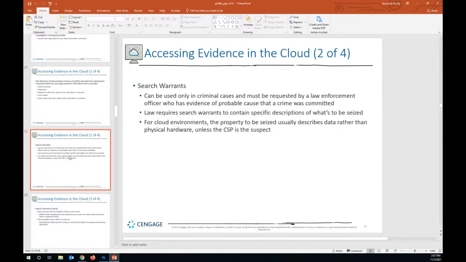Now, search warrants can only be used in criminal cases and must be requested by a law enforcement officer who has evidence of probable cause that a crime has been committed. The law requires search warrants to contain specific descriptions of what's to be seized. And when we're talking about cloud environments, the property to be seized is usually data rather than the physical hardware, unless the cloud service provider is the suspect.